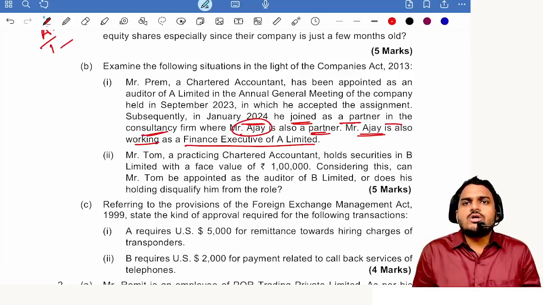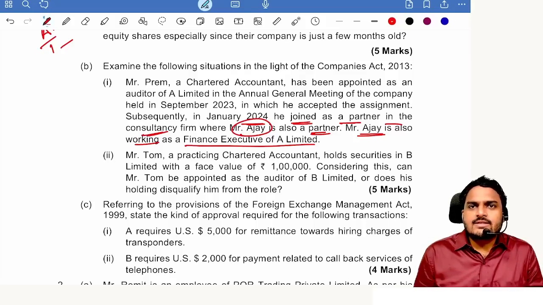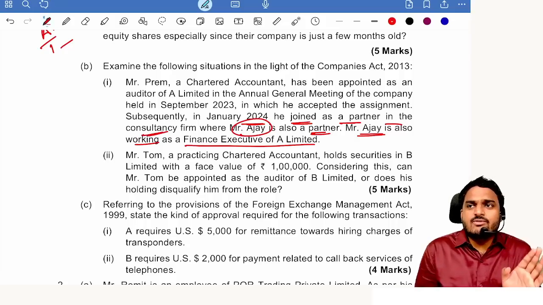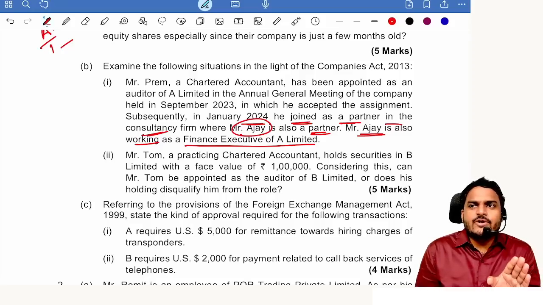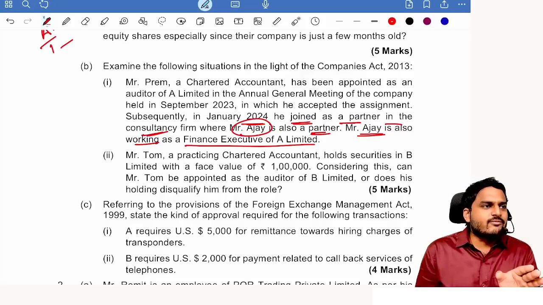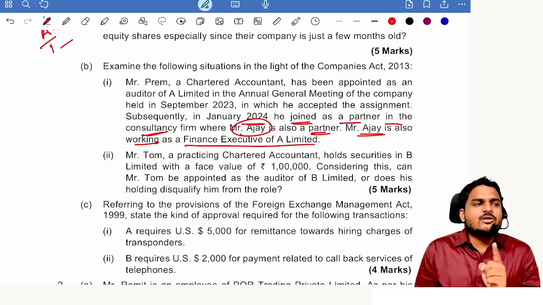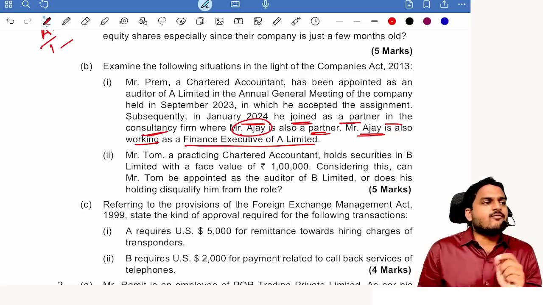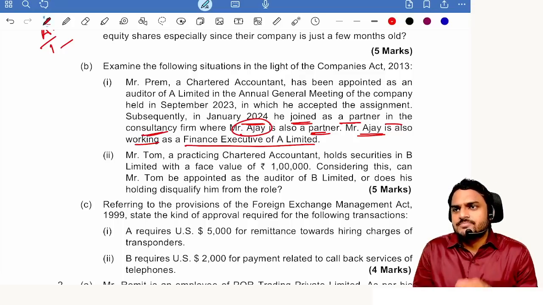It leads to automatic vacancy in the audit office. Yes or no? Is it a disqualification at the time of appointment or subsequent to appointment? Subsequent to appointment. An auditor should not possess disqualifications during his tenure. Any disqualification he possesses, automatic vacancy. But there is one exception. If a relative of the auditor is holding a face value of shares exceeding 1 lakh rupees, a 60 days time limit is given for making corrective action.